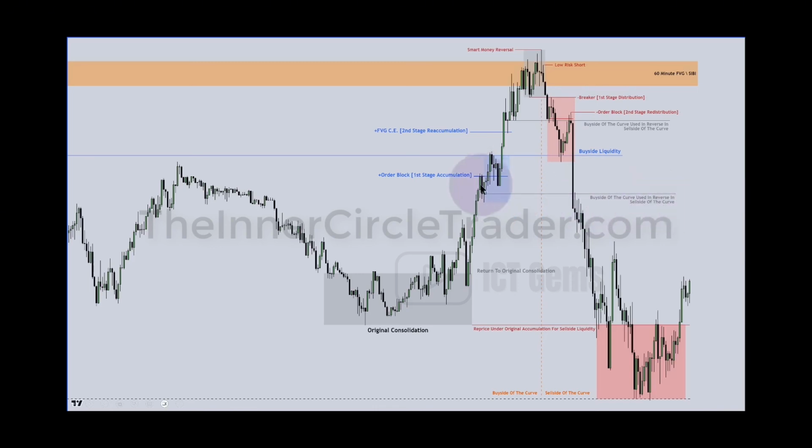Meaning what? This down close candle, what was it? A bullish order block on the buy side of the curve. But now we're on the left side of the curve where everything should be going lower. So what is going on here? The market's trading right back up to the butt end of that body. Boom. That would be your second stage redistribution.